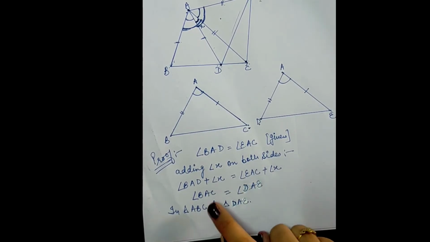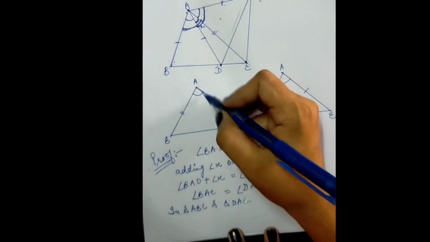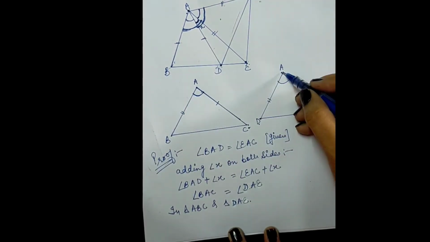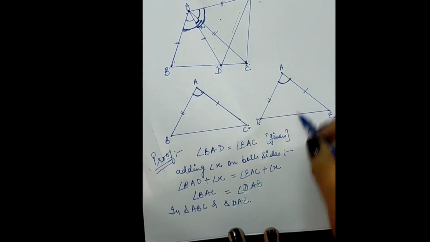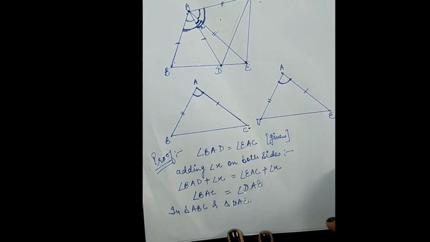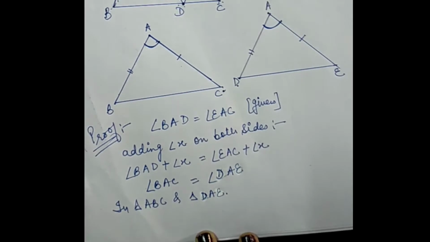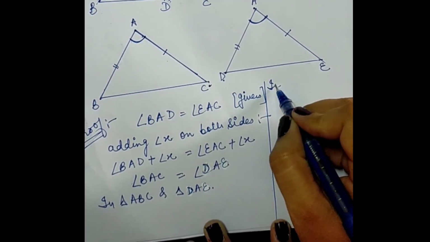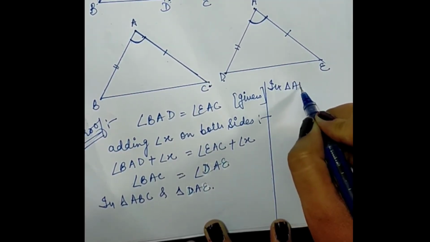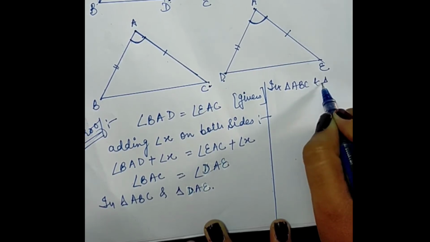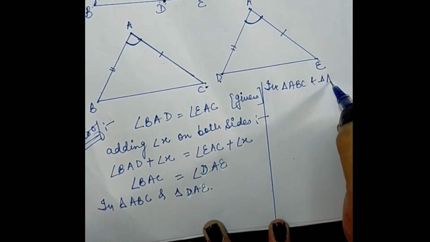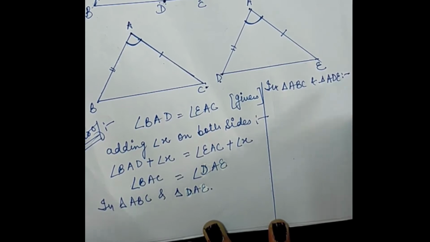After adding, we got BAC is equal to DAE. BAC is this angle and DAE is this angle. So now in triangle ABC and triangle ADE, we are going to apply the congruency.